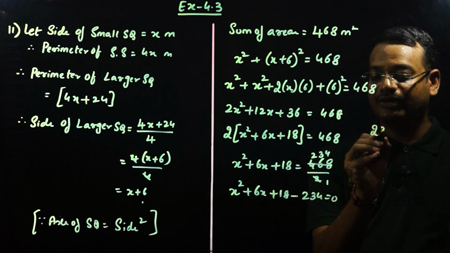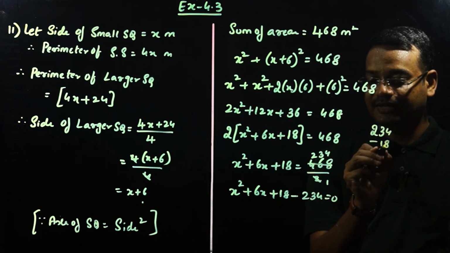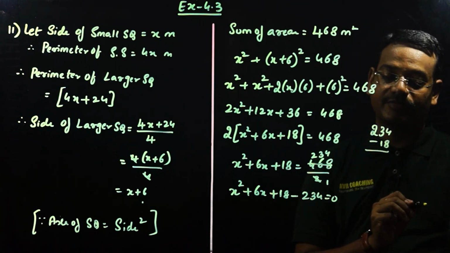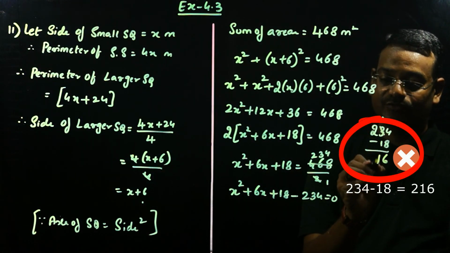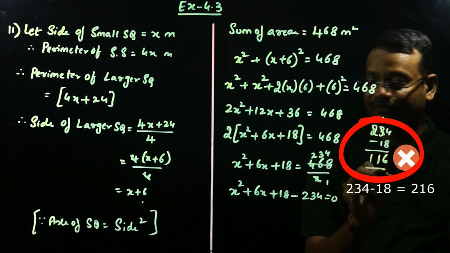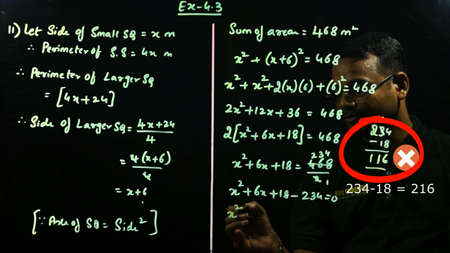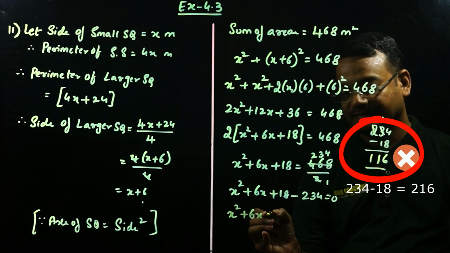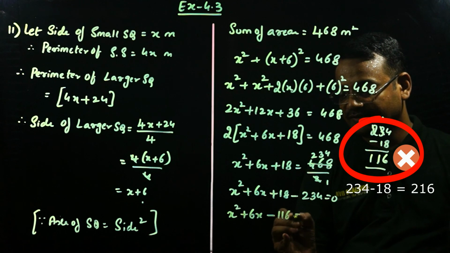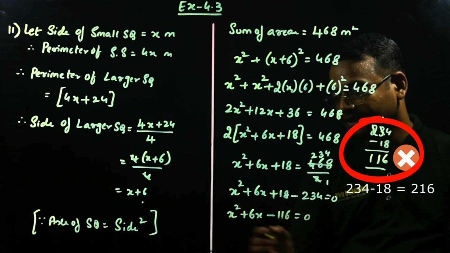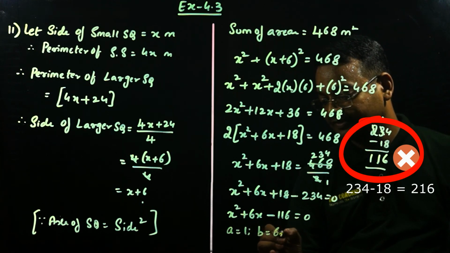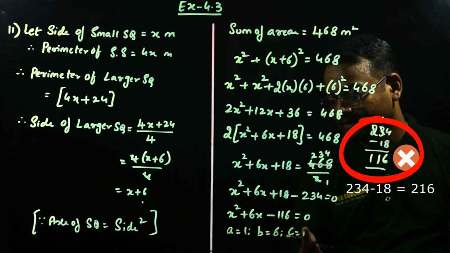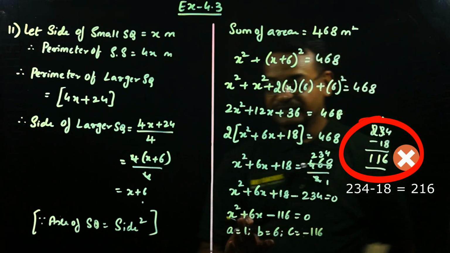Now 234 minus 18 will be 216. So this will be equal to x square plus 6x minus 216 equal to 0. This is a quadratic equation where a is equal to 1, b is equal to 6, c is equal to minus 216.